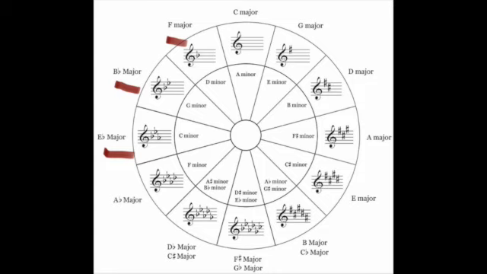B flat, if we go to the left, we have E flat. If we go to the right, we have F. Those are 1, 4, 5. So those are kind of easy cheat ways if you don't know music theory and you just trust what I'm telling you.